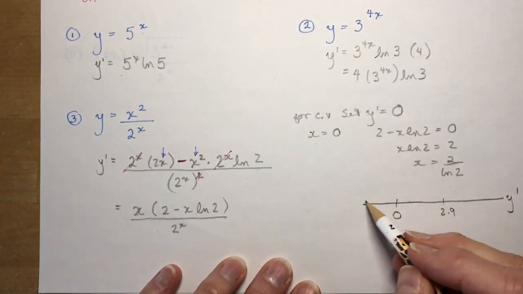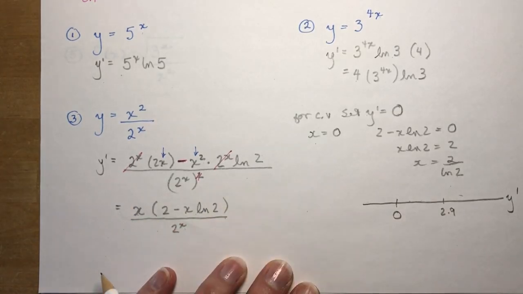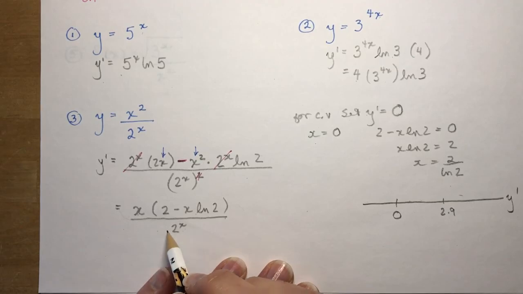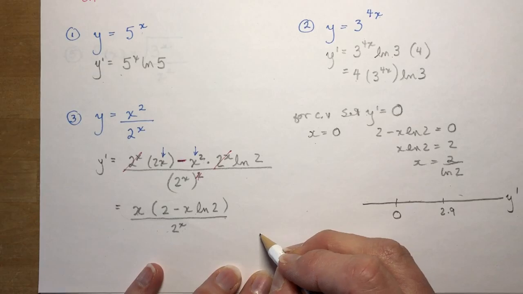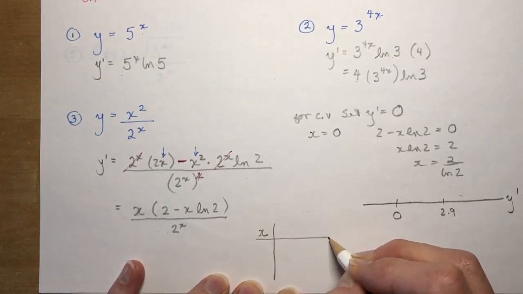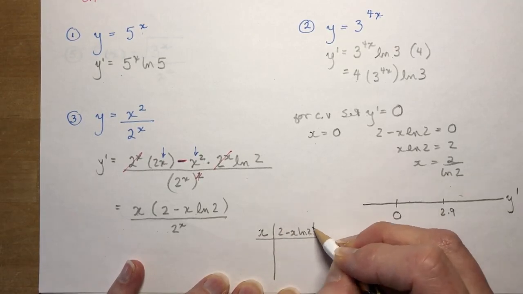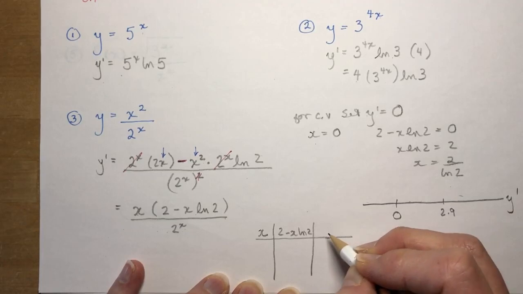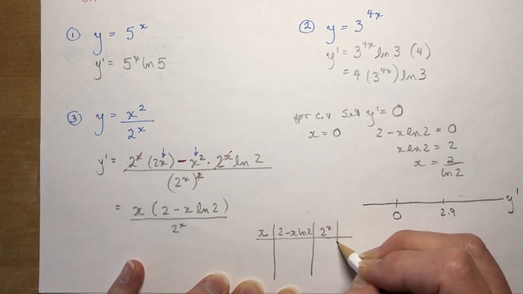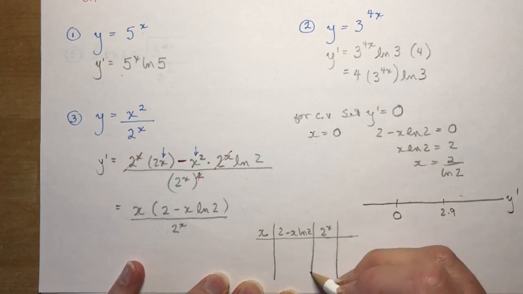I have to check these three zones to see if this function, the derivative function, is going to be positive or negative. That tells me the slope, right? The slope in each of those zones. So if you're a fan of the chart method, you'd say, well, I need to check x, I need to do 2 minus x ln 2, and I need to do 2 to the x, and I need to know what this comes out to be.